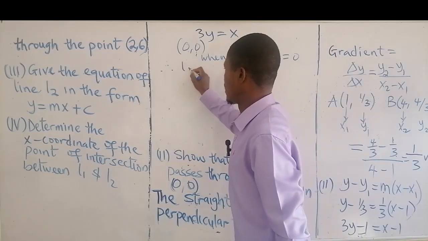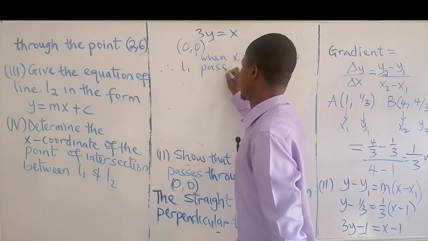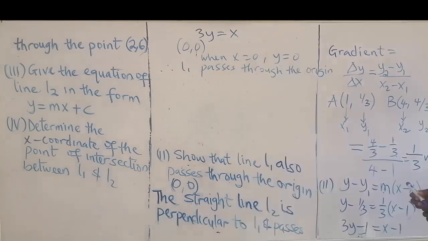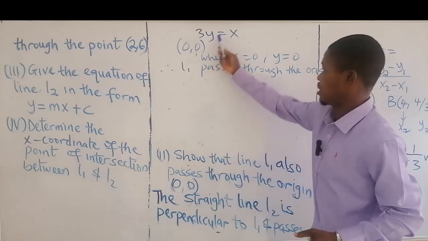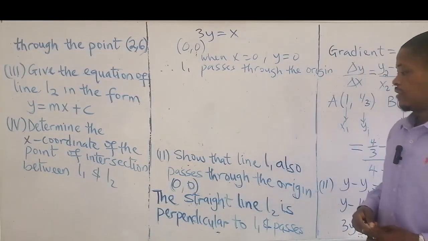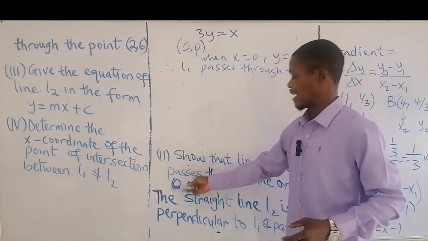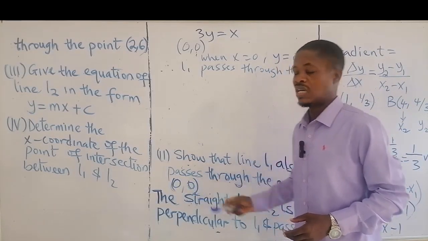Therefore, line L1 passes through the origin. So that's what we are told to do here. Just get your equation of a straight line and then confirm if these points pass through it. If you substitute for x, you get y also as 0.